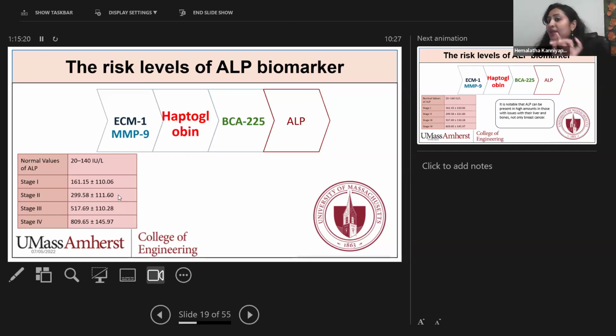For example, ma'am, this haptoglobin and BCA225, they are highly expressed. It is more specific to breast cancer. They are not expressed in any other type of cancers. However, certain biomarkers can be expressed in other types of cancers as well, so that will give you a kind of false positive. To overcome that, we are using more specific breast cancer biomarkers. However, these other biomarkers can express at lower levels in the early stages.